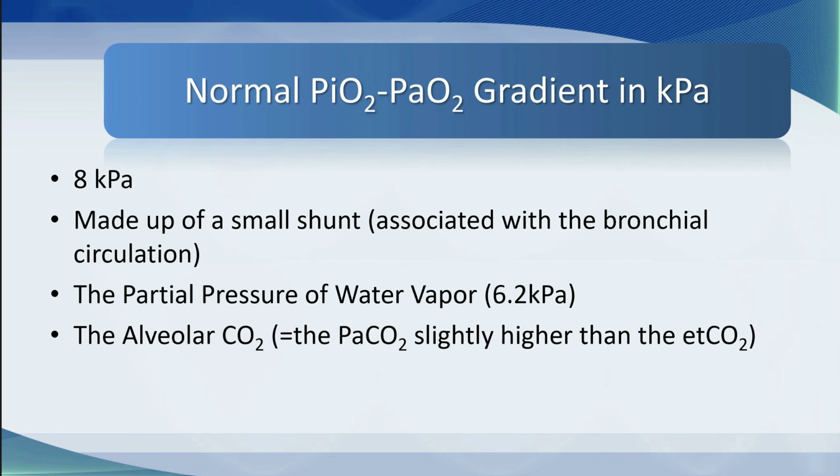Just to summarize that, the normal PiO2 to PaO2 gradient in kilopascals at sea level is 8, and it's made up of a small shunt, the partial pressure of water vapor, 6.2 kilopascals, which doesn't change, and the alveolar CO2, which is more or less the same as the arterial CO2, but slightly higher than the end-tidal CO2. And from this, you can make a lot of assumptions.